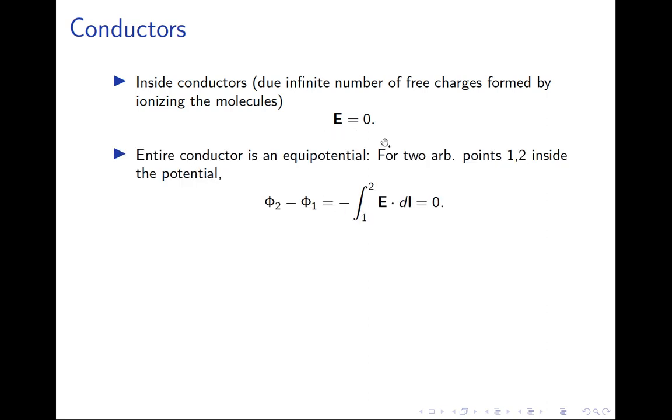If this is the case, then the entire conductor should be an equipotential. For example, take 2 points inside the conductor, 1 and 2. The difference between their potential is given by, most of you know this formula, we established it a few slides earlier, but you also might know it from high school. The potential difference is minus the integral of E dot dl from 1 to 2. Because E is 0 inside, this integral vanishes, so we have phi 2 equals phi 1, or phi 2 minus phi 1 equals 0. So for any two arbitrary points inside the conductor, the potential must be the same. The entire conductor is an equipotential region. Okay.